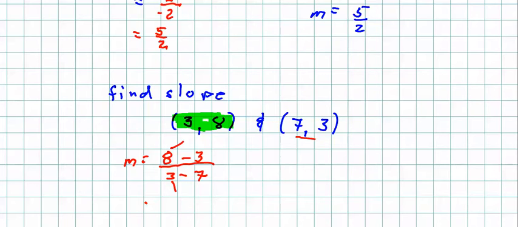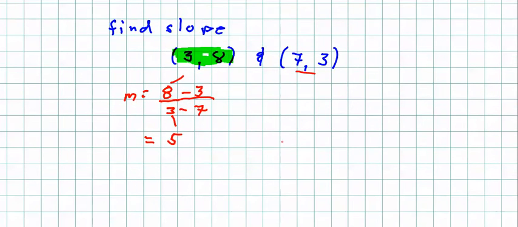All right, 8 minus 3 is 5, and 3 minus 7 is negative 4. We are not allowed to leave a negative in the denominator, so we either write it up top, negative 5 over 4, or we can write it in front. We can put a negative 5/4.